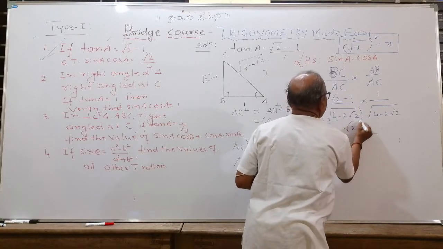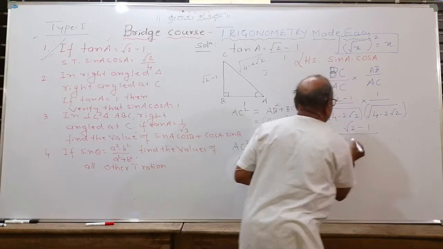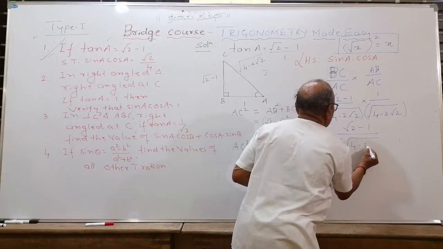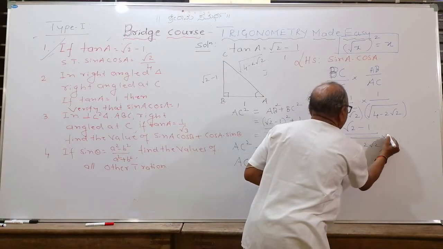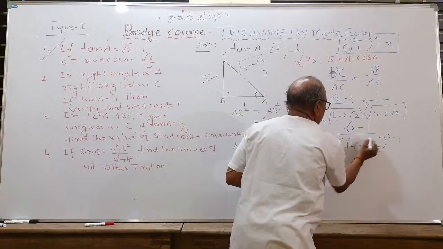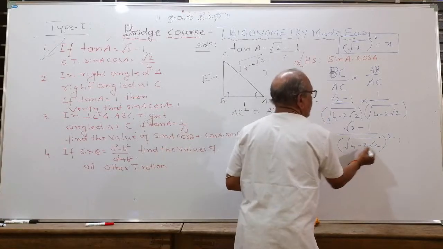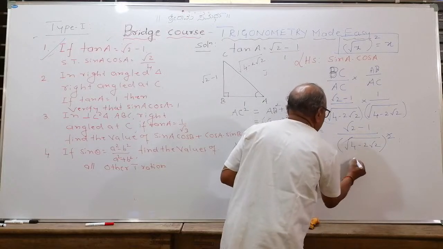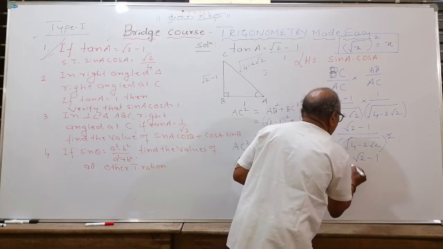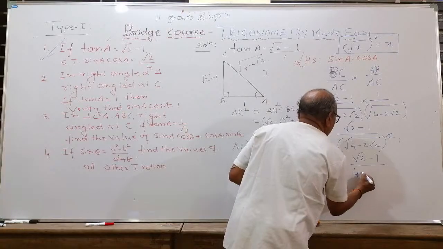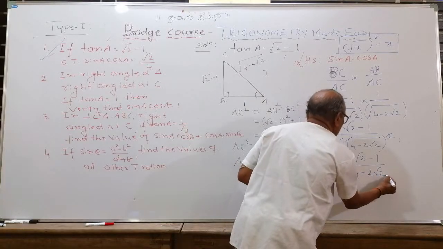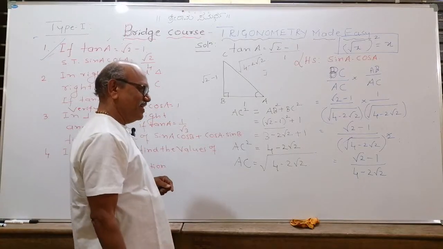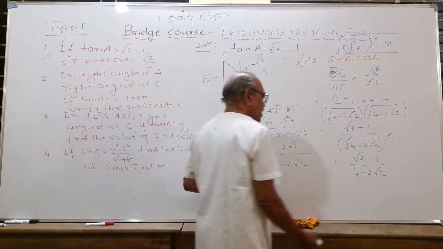Now observe how many times root of 4 minus 2 root 2 is here. Root of 4 minus 2 root 2 square. Whenever the square root of any surd is squared, the root cancels. You will get root 2 minus 1 upon 4 minus 2 root 2. Observe. Are you getting me? Now you can take common.